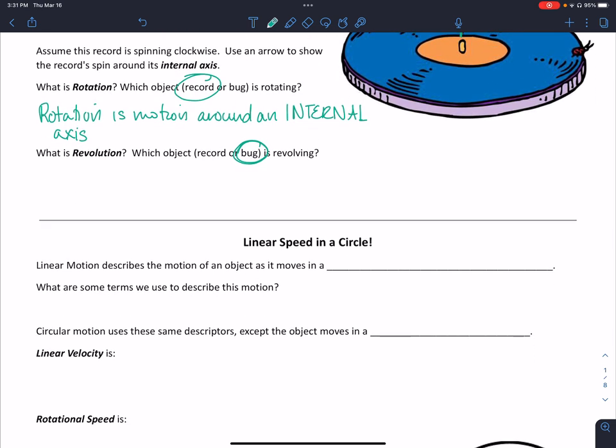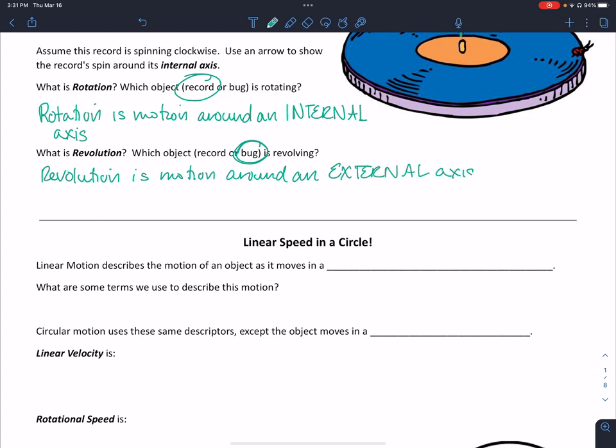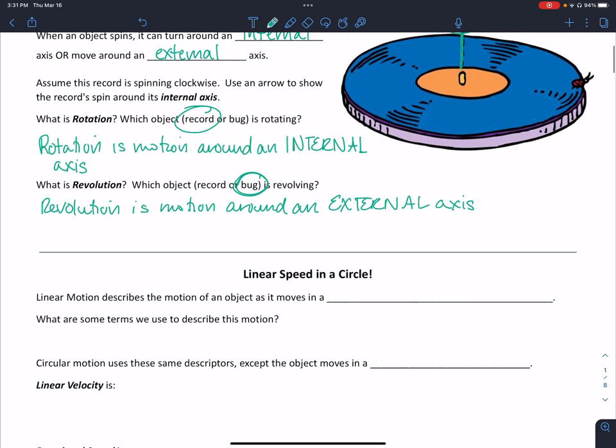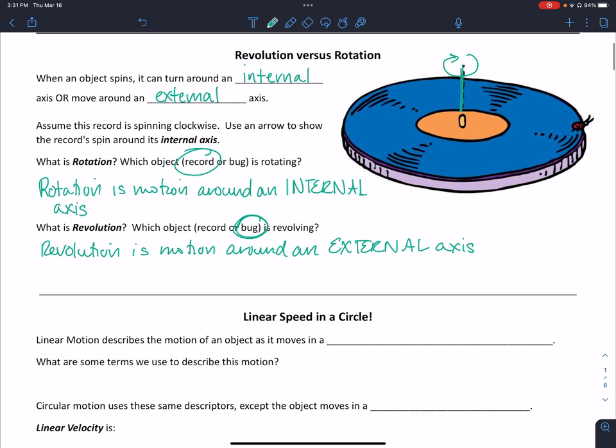Revolution is a little bit different. Revolution is motion around an external axis. So the bug up here is moving in a circular pattern. They're just moving around the center of that record, so we would say that they are revolving.